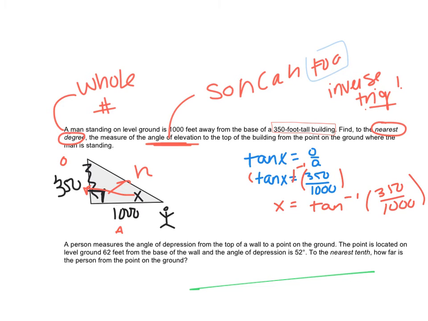So you would need to type this into your handy dandy calculator. And remember, we need to be in degree mode. If you don't have a graphing calculator at home, that's completely fine. You can still do this on Desmos. So I'm going to do second tan 350 divided by 1,000. And I get 19.29, which I just round to 19 degrees. That is your final answer. So it's basically saying that this angle right here is 19 degrees.